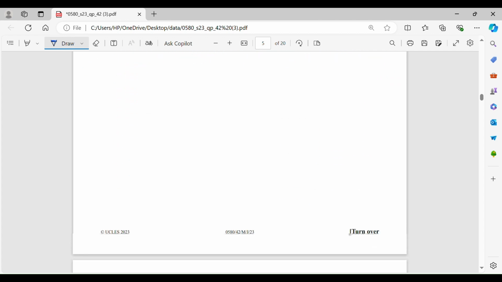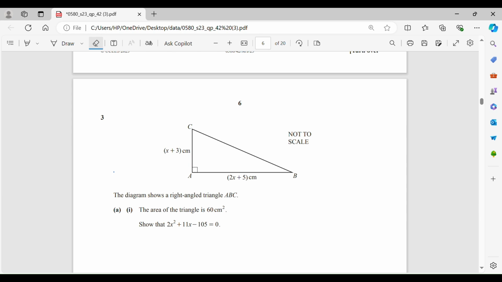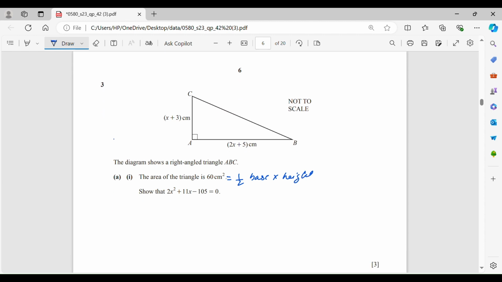Next, question number 3. The diagram shows a right angle triangle ABC. The area of the triangle is 60 cm square. Show that 2x square plus 11x minus 105 is equal to 0. Right? So the area of the triangle is equal to half base into height, right? So let's substitute these values.